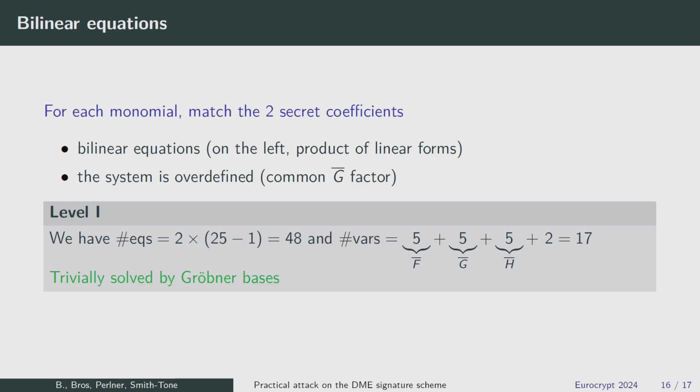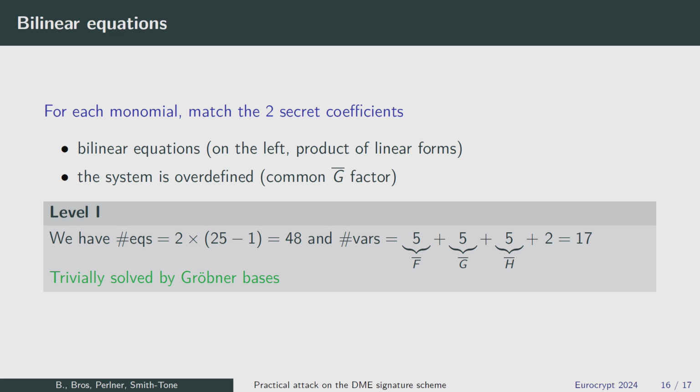More precisely, for each monomial, I will match the 2 coefficients which appear in front of this monomial on the left and on the right. And I do this for each monomial in the 2 equations. So the equations are bilinear precisely because I have a product of secret linear forms on the left. And the system is also overdefined. I have more equations than variables precisely because I have created this common G factor.